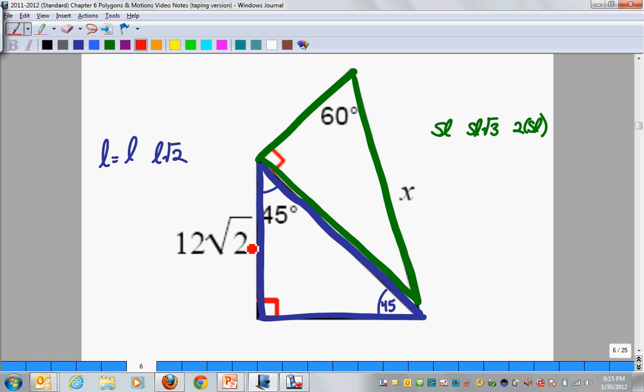Knowing this, we are given here one leg is 12 root 2. I want you to stop the video and do your best to find all possible side lengths without using a calculator.